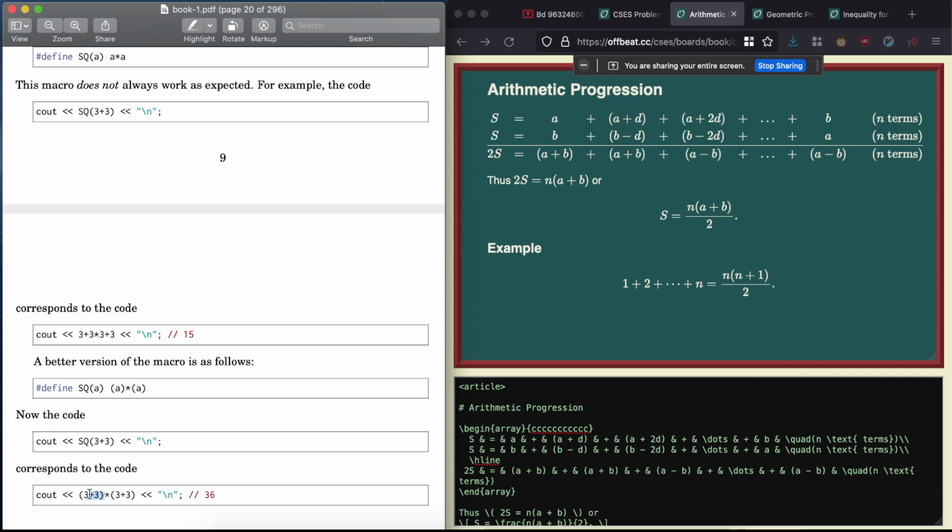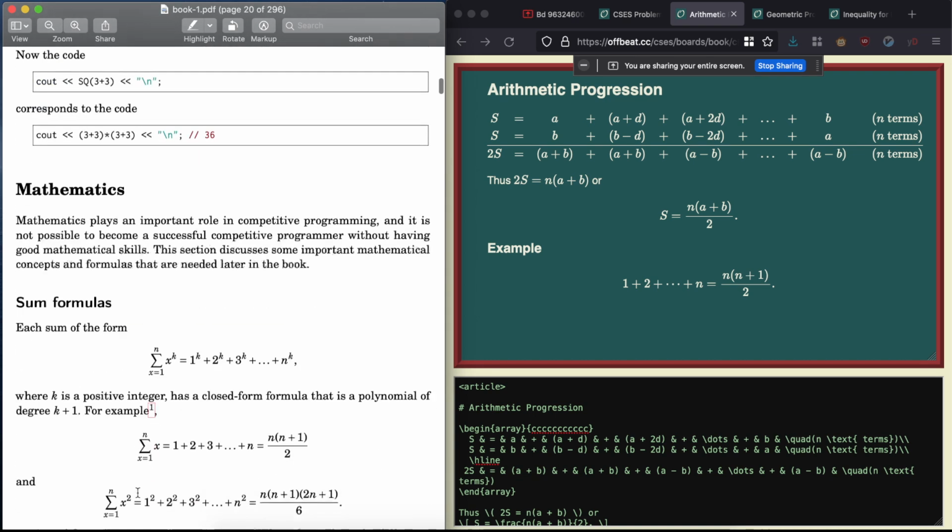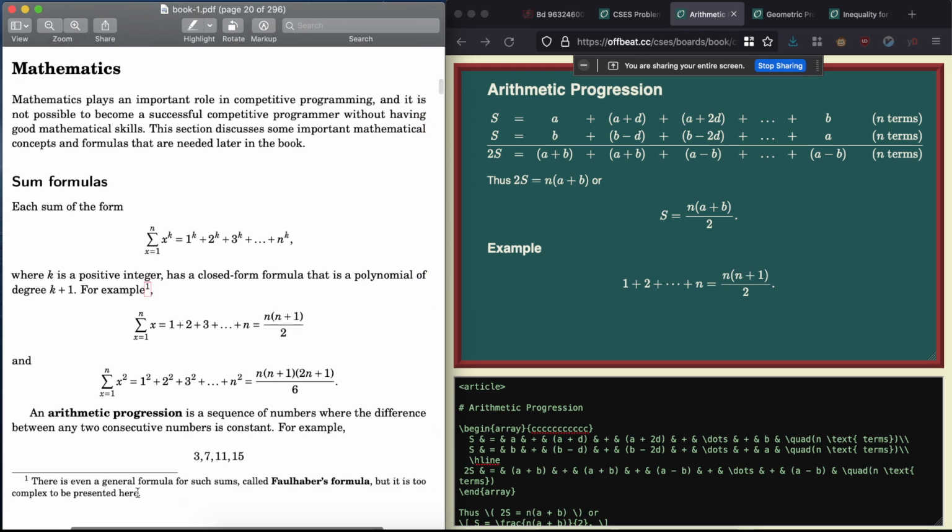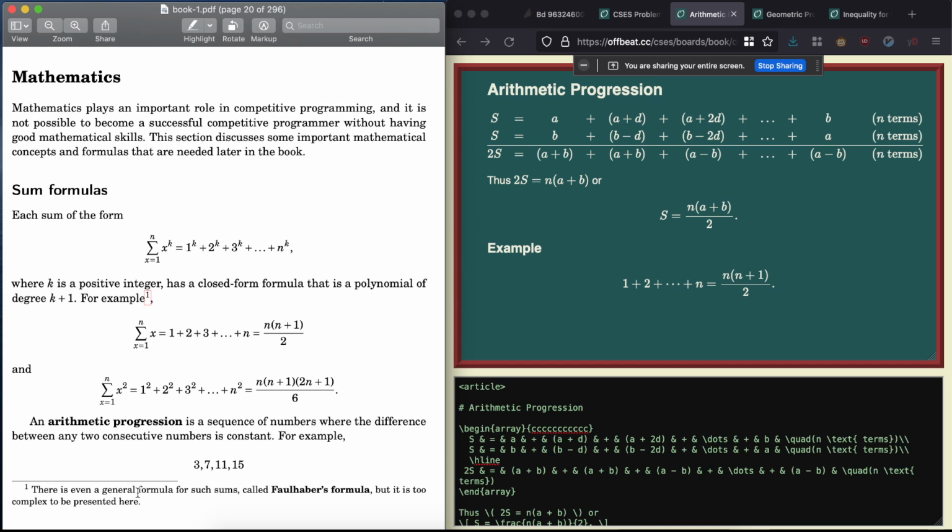And this time we indeed get 6 times 6 equals 36, the correct output. Okay, so that ends the section about shortening code.